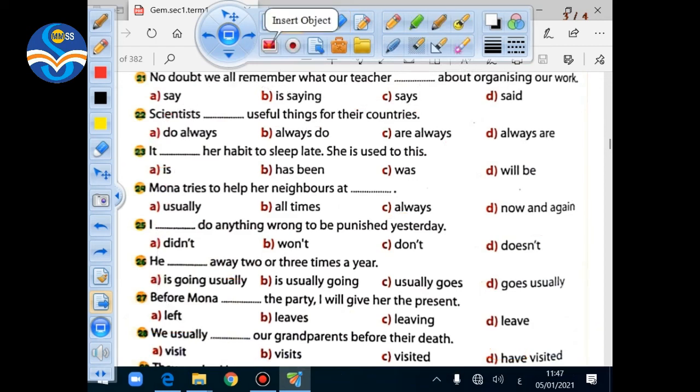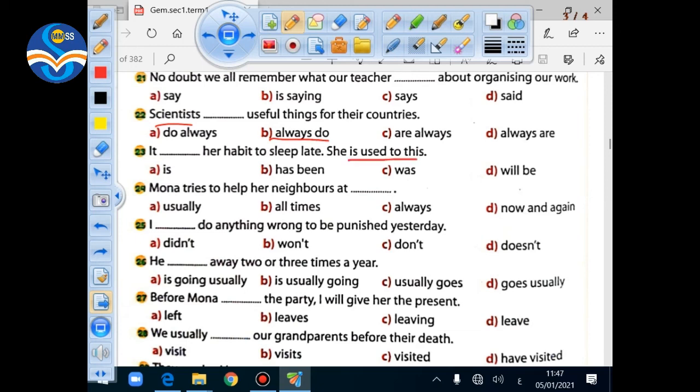Okay. Now, scientists, plural, do useful things for their country. This is something which is a routine, or let's say not a routine, let's say it's a repetitive action. It always happens. So it's present simple. So scientists always do.